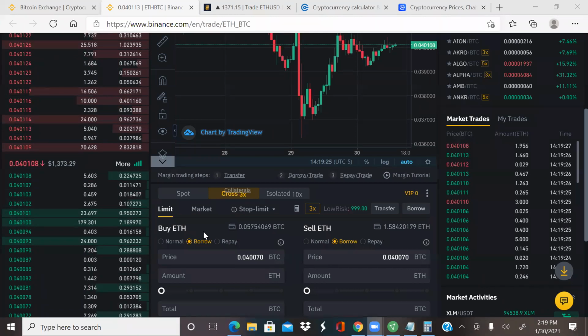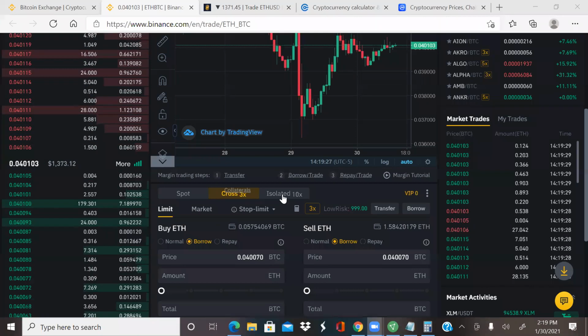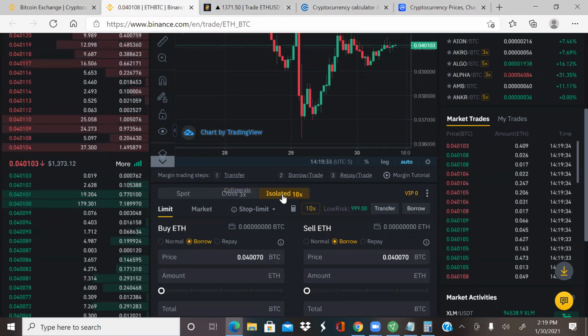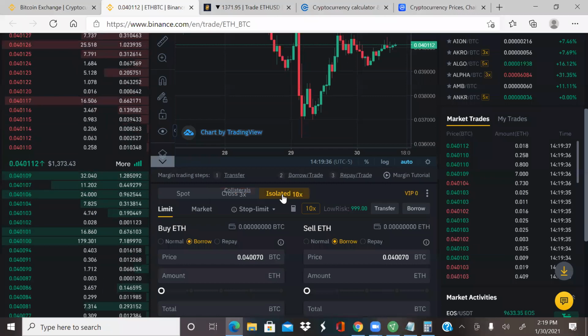So they will hold that asset for you as you are trading, and you keep going until you recover, until the market comes back in your favor. Now for isolated, when the market goes against you, they'll close you out at zero. You lose all your money.